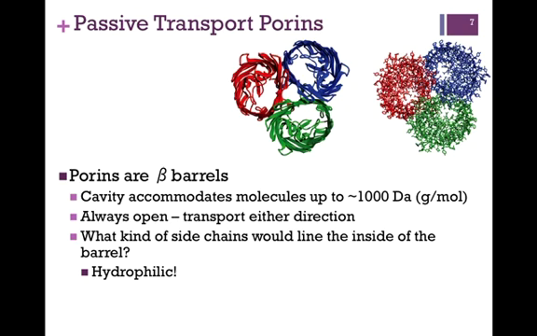The cavity of these porins accommodates molecules up to about 1,000 Daltons or grams per mole, and that's perhaps better illustrated in the ball and stick model on the right. You can see that central pore in each case, a relatively narrow pore, and yet it does accommodate a fairly large size molecule, about 1,000 Daltons. The thing to remember about porins is that they are always open, so they can transport in either direction, and remember that's determined by that concentration gradient and whether the concentration is higher outside or inside.